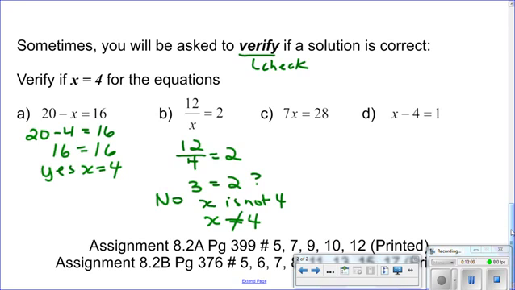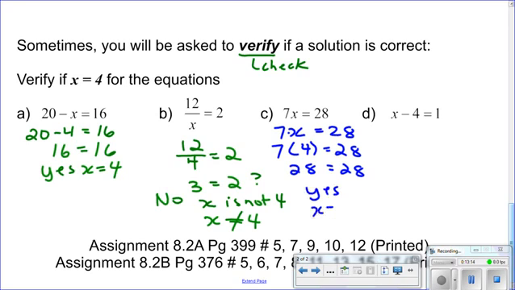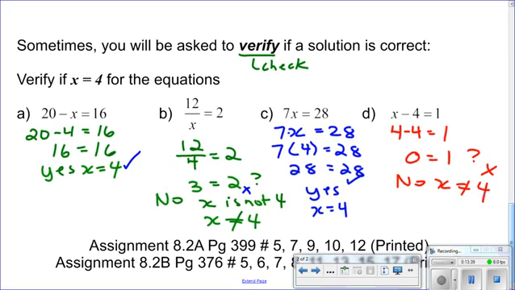When we look at C, 7x equals 28. So that's like saying 7 times x equals 28. So 7 times 4 is equal to 28. 7 times 4, 28 equals 28. So for this one, yes, x equals 4. That's correct. Okay. And on the last one, x minus 4 equals 1. So I'm going to replace the x with a 4. 4 minus 4 equals 1. Well, 4 minus 4 equals 0. 0 equals 1. That doesn't make sense. So that's not the right answer. So no, x does not equal 4 for that equation.